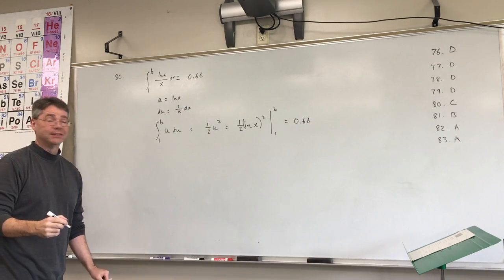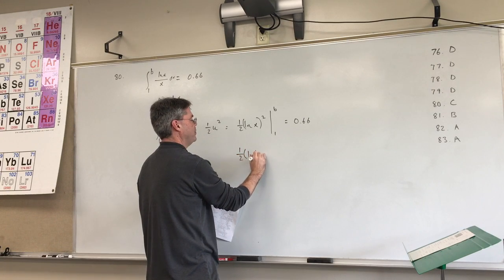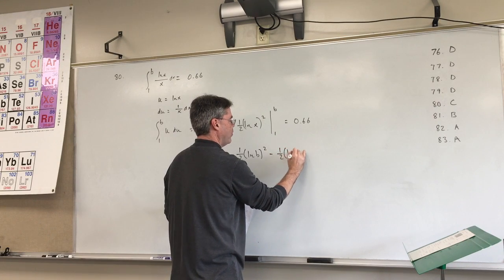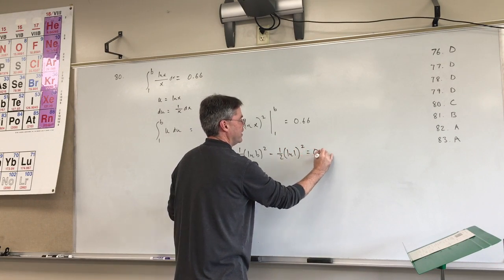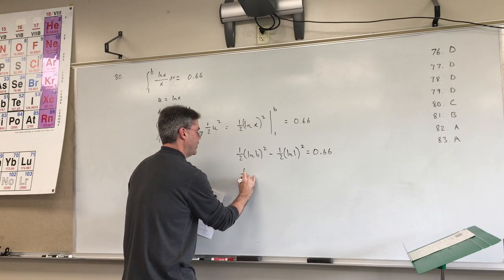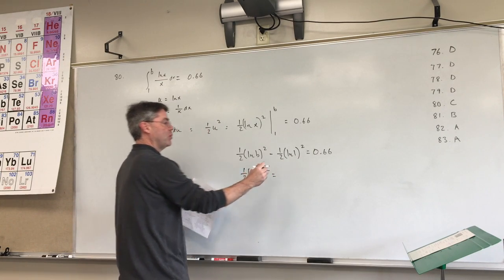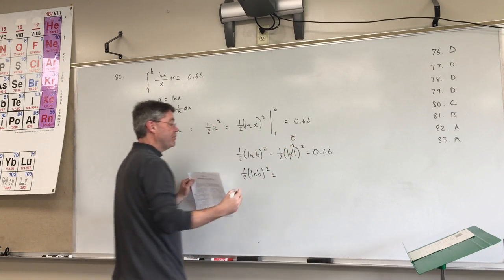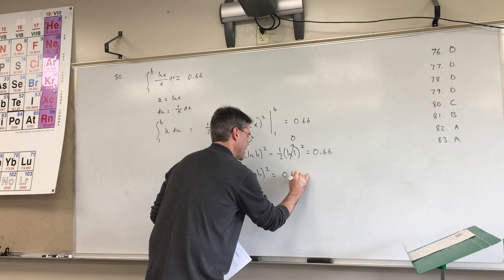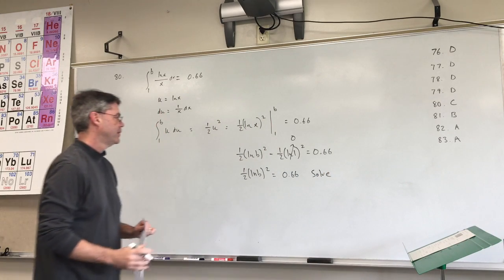Glad it's not 0.666. Okay, so this would be 1/2 times the natural log of b all squared minus 1/2 times the natural log of 1 all squared is equal to 0.66. What's the natural log of 1? Well, that's 0. Of course, you have your calculator. If you forget, you can just put it in. So 1/2 natural log of b all squared is equal to 0.66, and then just use the solve function on your calculator.